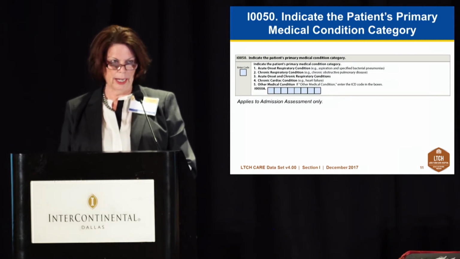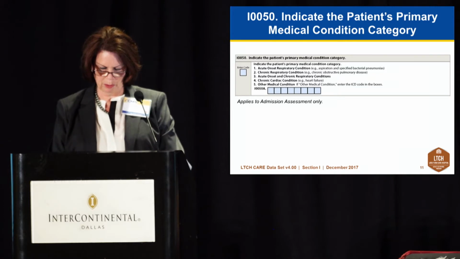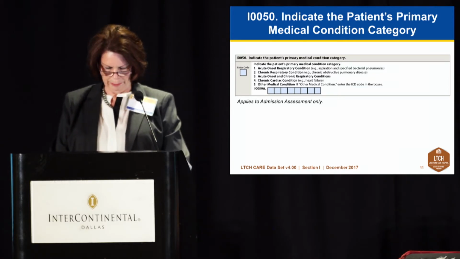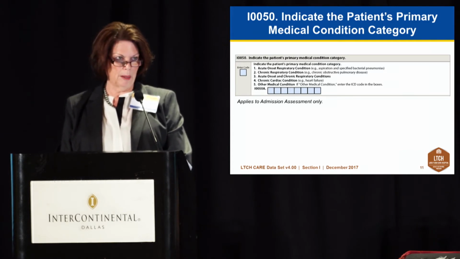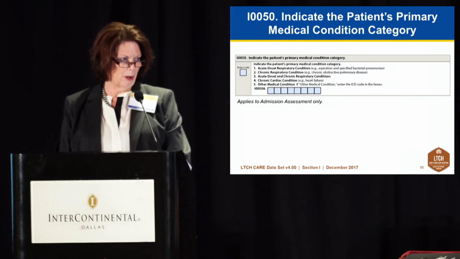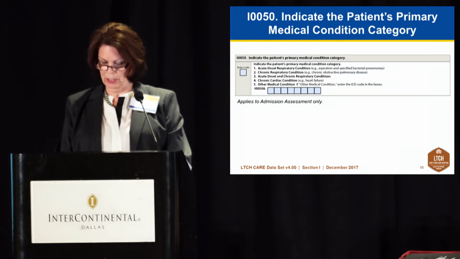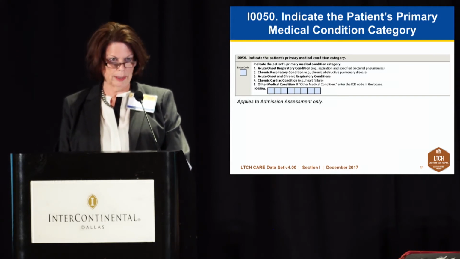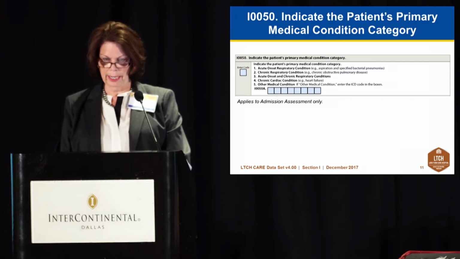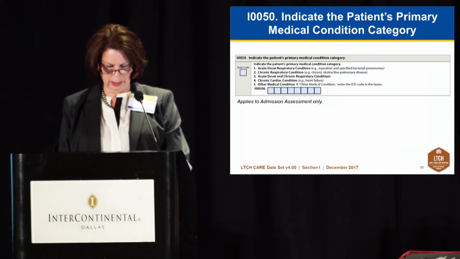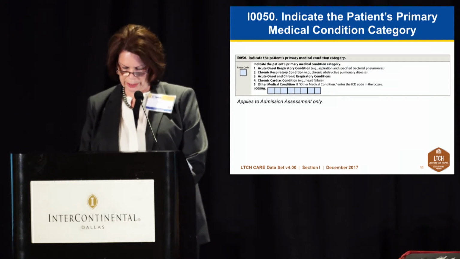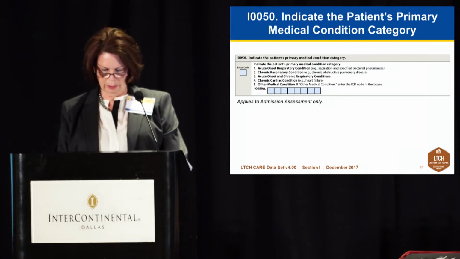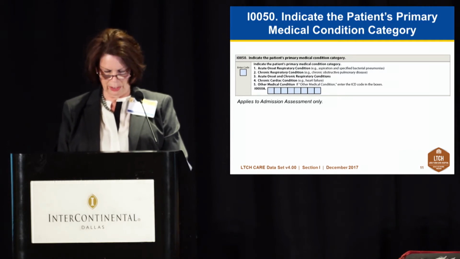On the item set, I0050 indicates the patient's primary medical condition category. You're going to indicate the main reason the patient was admitted to the LTCH. And as you are all familiar with, there are four primary condition categories here: acute onset respiratory condition, such as aspiration and specified bacterial pneumonias; chronic respiratory condition, such as chronic obstructive pulmonary disease; acute onset and chronic respiratory conditions; and chronic cardiac conditions, such as heart failure.